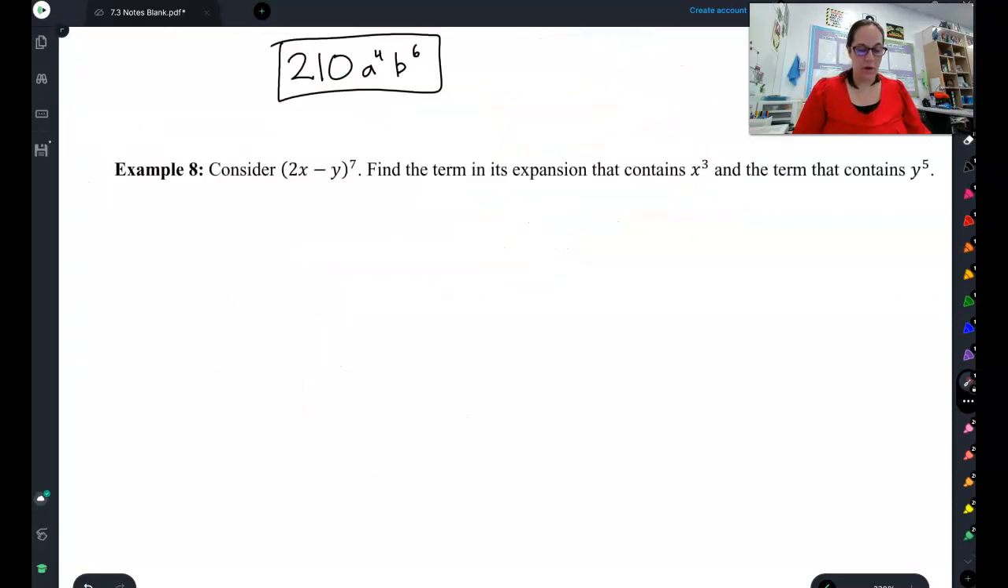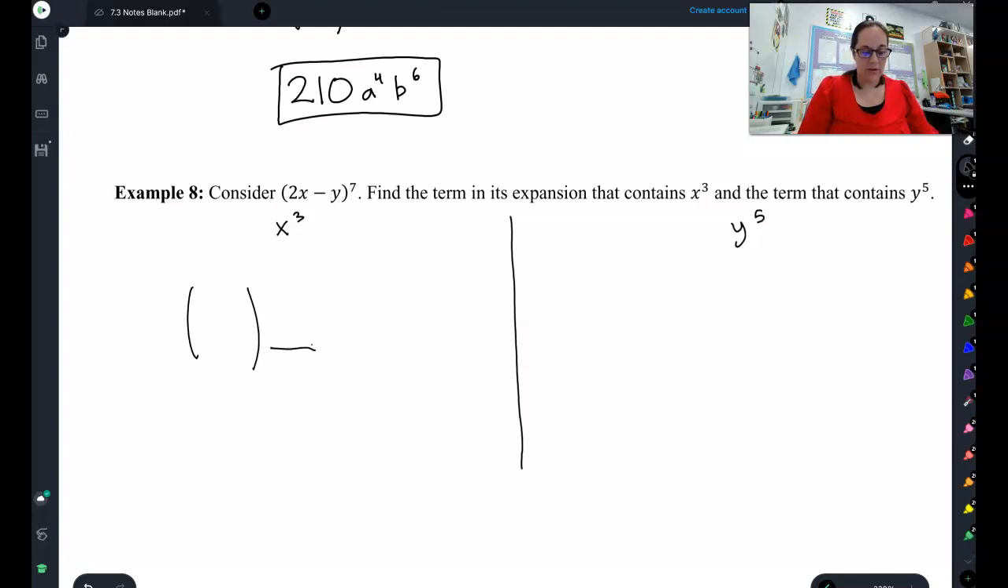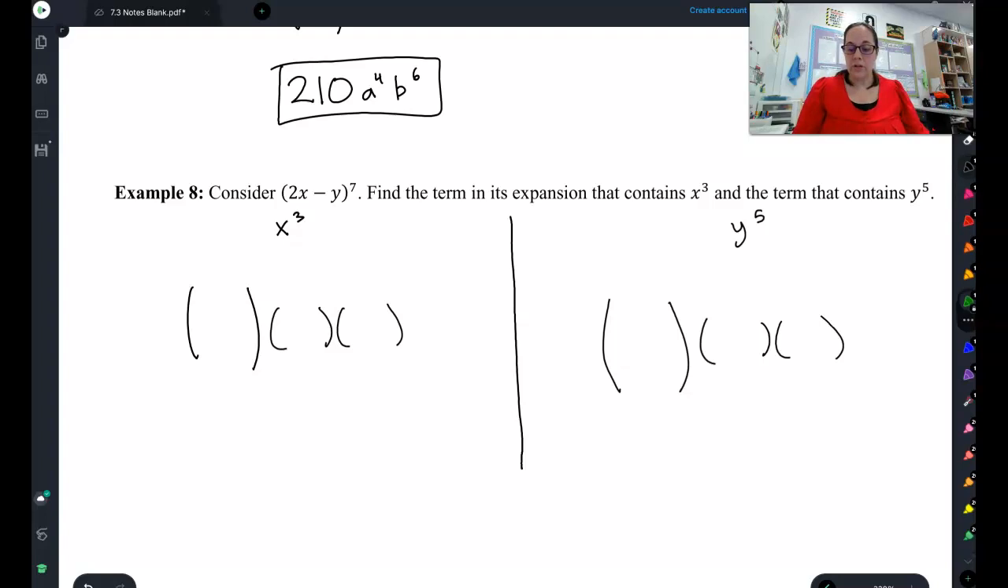So let's try example 8, last example of the day. We want to find the term that contains an x cubed, and we want to find the term that contains a y to the 5th. So let's write this out. Now the first thing I'm going to do is I know that this is raised to the 7th power. So both of these are going to be 7s.